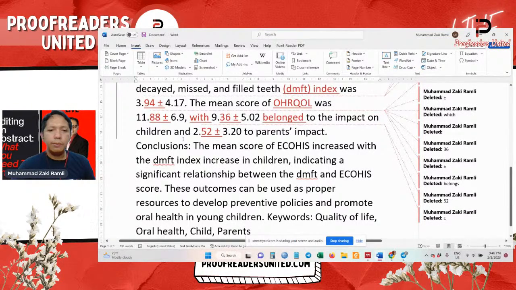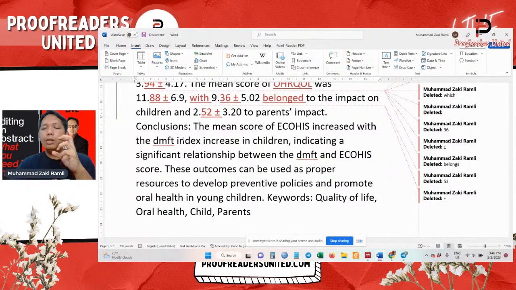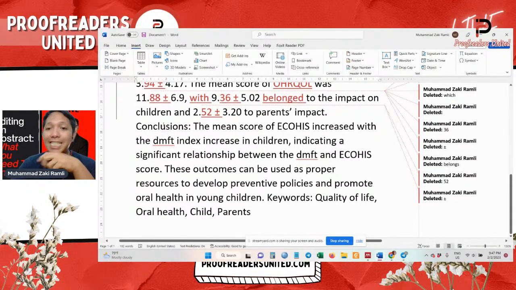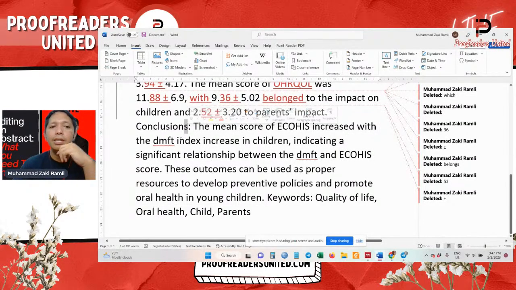Okay, conclusions. Sometimes the conclusion consists of only one sentence. That's why once I read the word conclusions here, I immediately count the number of sentences in the conclusions. Since there are two sentences here, I guess the use of this plural noun is acceptable.